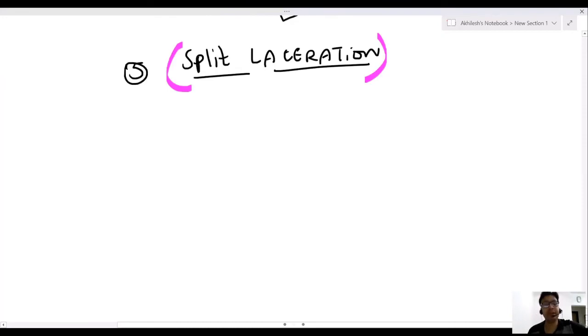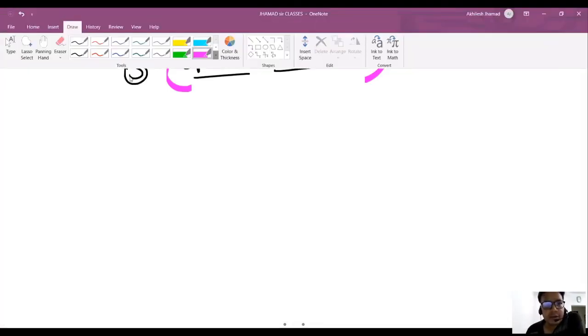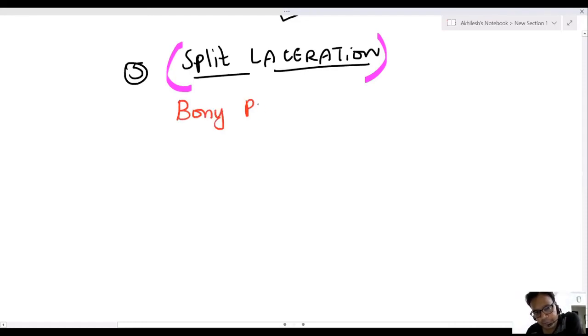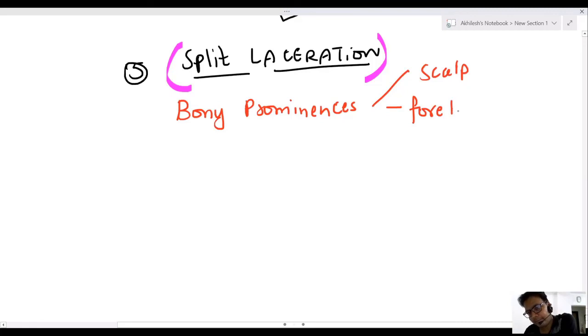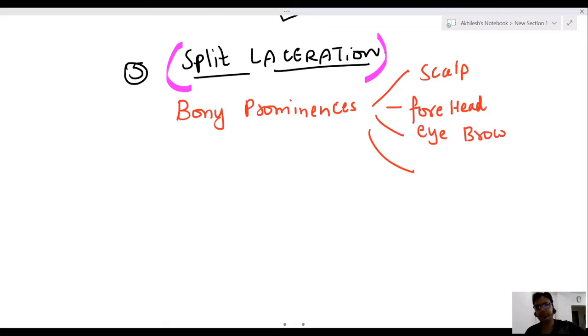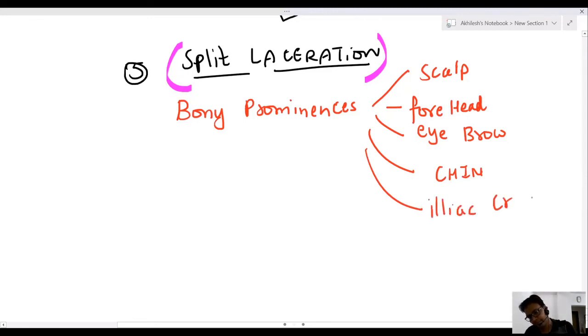Now I'm coming to the last laceration, split laceration. Sir, first of all, split laceration is used when laceration is on bony prominences, like scalp, forehead, eyebrow, chin, iliac crest, and perineum. Sir, actually, I want to explain in a very simple way.